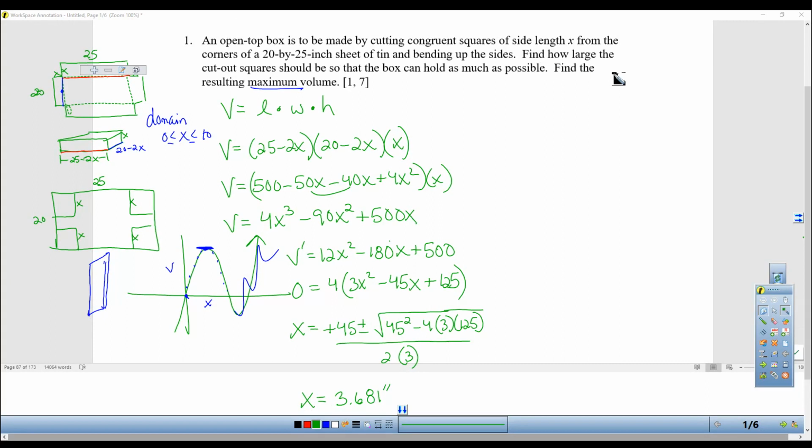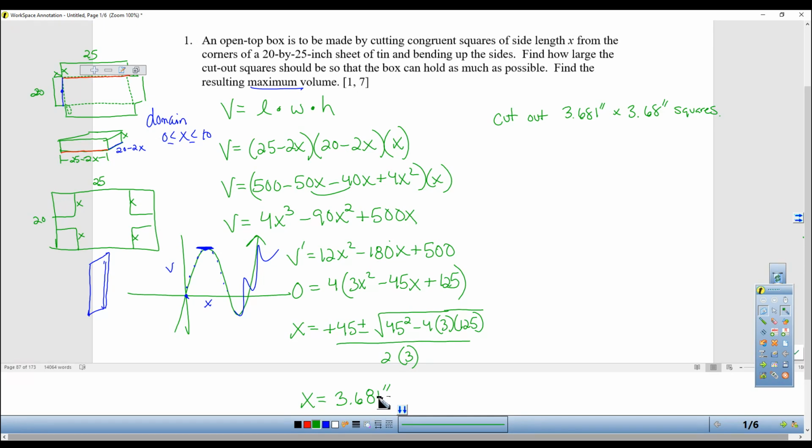So it says, find how large the cutout square should be so that the box can hold as much as possible. So you should cut out 3.681 inch by 3.681 inch squares. And then it says, find the resulting maximum volume. So you would take 3.681 and you would plug it back into this equation.